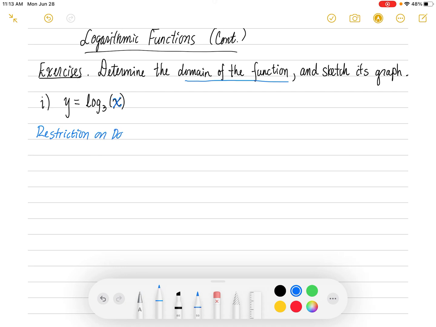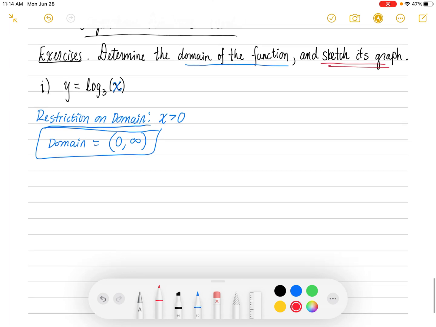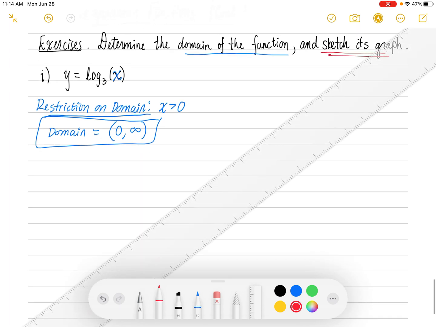Remember, anytime you have a logarithmic function, its argument has to always be positive. So the argument in this case is x. So we're going to say the restriction on our domain is that the argument has to be positive, so x has to be greater than 0. And there's nothing to solve there. It's already solved for us, so x is greater than 0. So we can say our domain conclusively is equal to 0 to infinity, and we're going to put a parenthesis around the 0 and a parenthesis around the infinity. So that means everything to the right of 0, not including 0 though. So that's our domain.